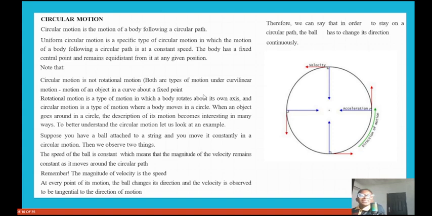Circular motion is not rotational motion. Both are types of motion under curvilinear motion, which is the motion of an object in a curve about a fixed point.